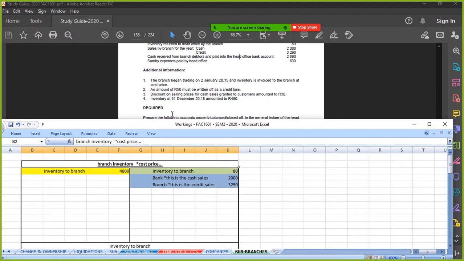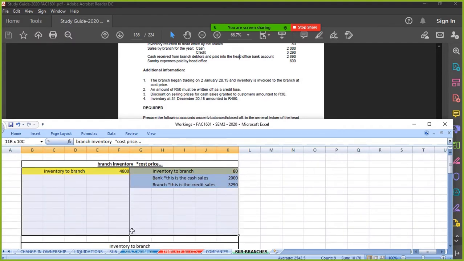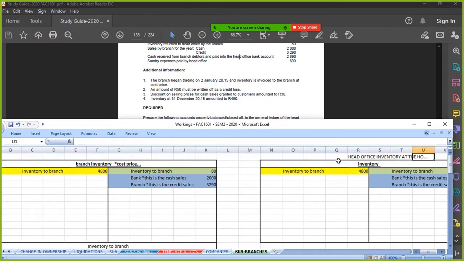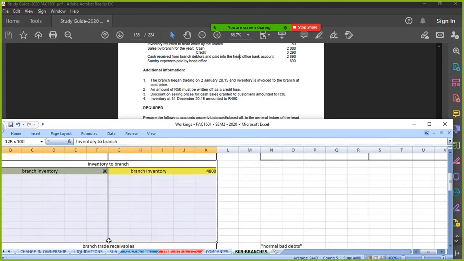Okay, so just be careful of the wording. That's what's going to catch you here. It's the wording, right? Because you get inventory to branch, and you get branch inventory. Three separate T accounts. Let me copy paste. Let me delete that. And let me put a note here. This would be the head office inventory at the head office, not inventory at the head office that was sent to the branch. If it was inventory at the head office that was sent to the branch, then it would be called inventory to branch.